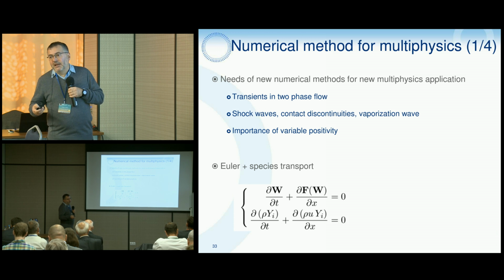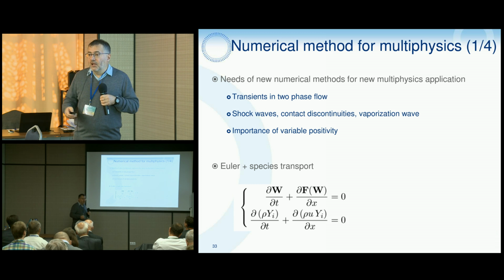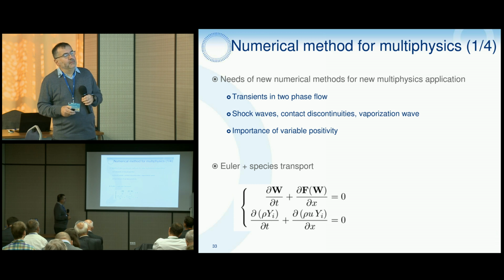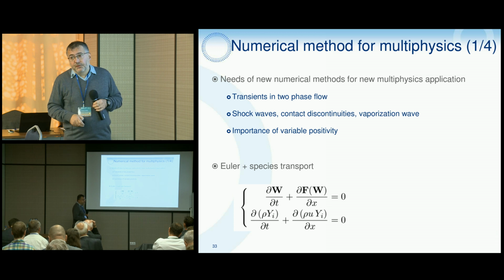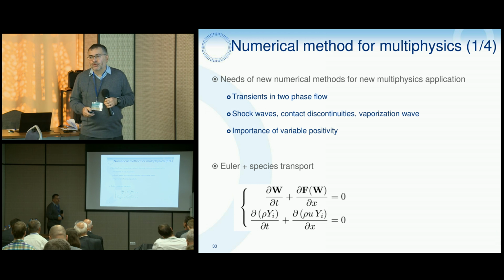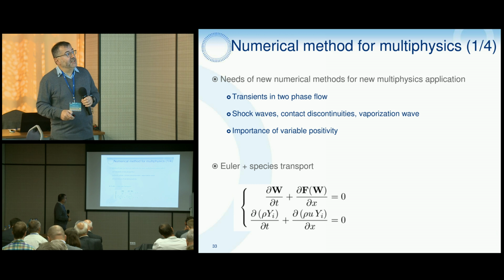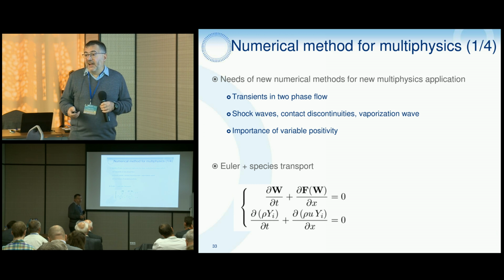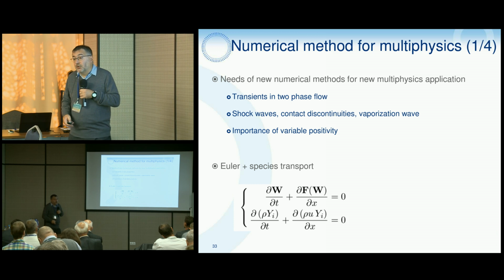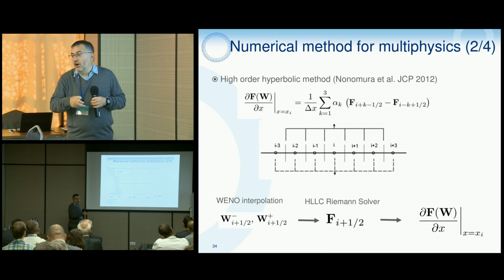And so, in this kind of problem, we have to deal with transients in two-phase flow, with shock waves, contact discontinuities, as usual, but also vaporization waves. So it becomes much more complex. Also, when we have to deal with the volume fraction or the mass fraction, we would like to preserve the positivity of such variables. So, in fact, we started to make some studies with a very simple two-phase model, just with the Euler system associated to some transport equations for species.